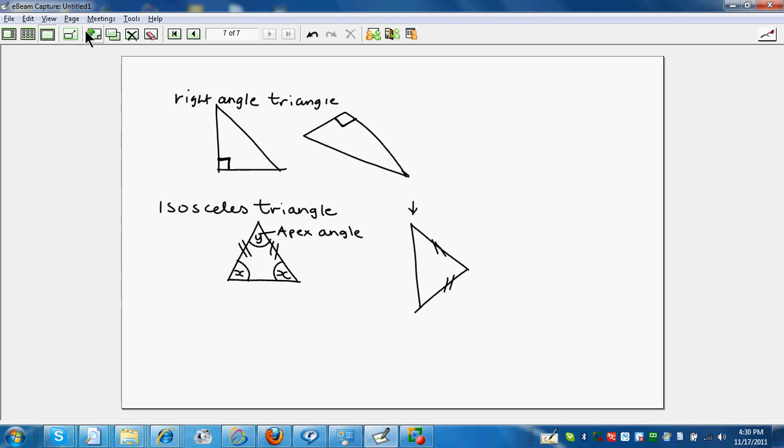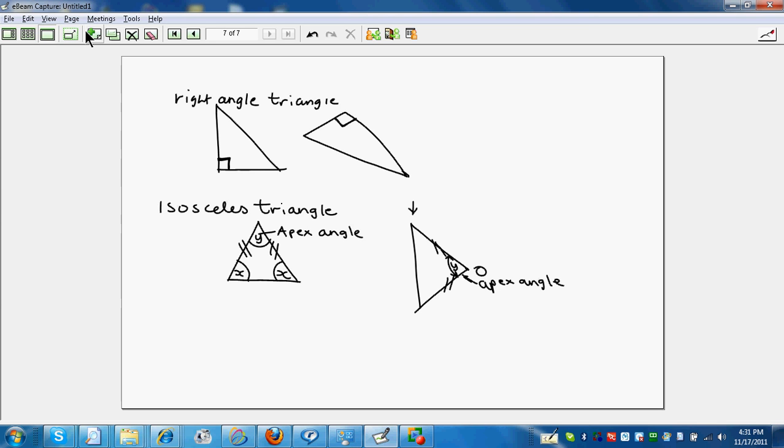So we locate the apex angle first, and the apex angle is the angle formed where the two sides that are equal meet. Okay? So the two sides that are equal here meet at this point, let's call that point O, and the angle formed between them will be the apex angle. So if we call this angle Y, that will be the apex angle. So the apex angle is always where the two sides that are equal meet.